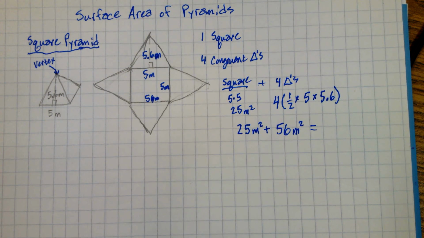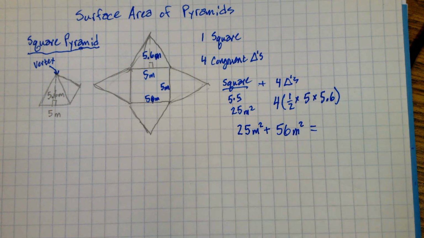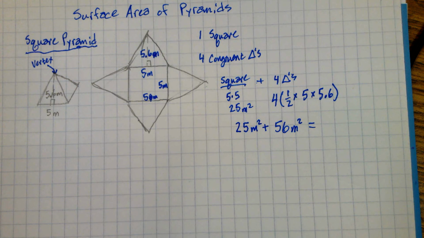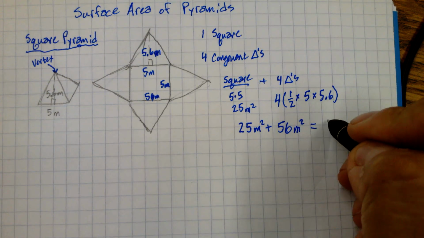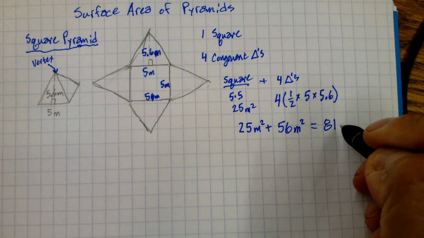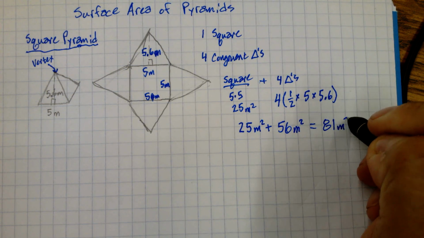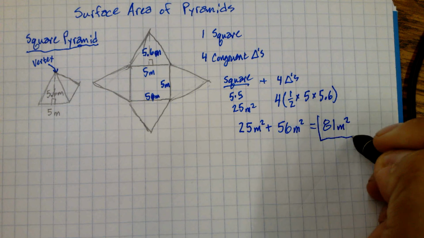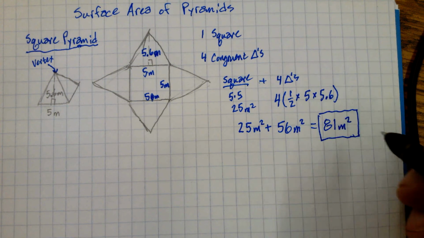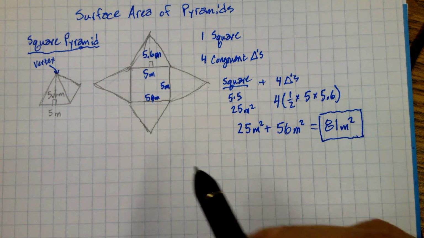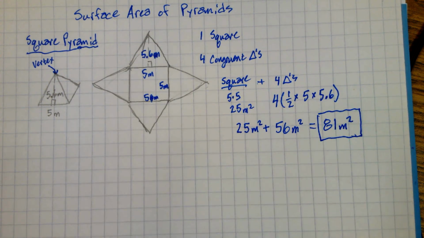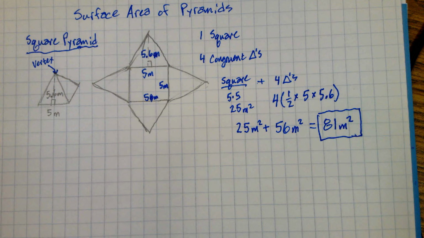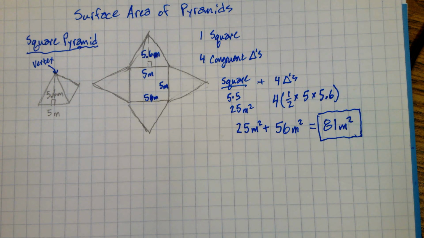And so that would be 106 square meters. 25 plus 56. Oh yeah, I'm sorry, it would be 81. 81 square meters. So that would be the whole area. That would be your square and your four congruent triangles.